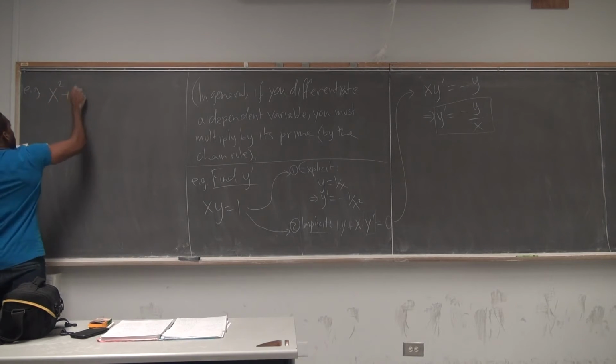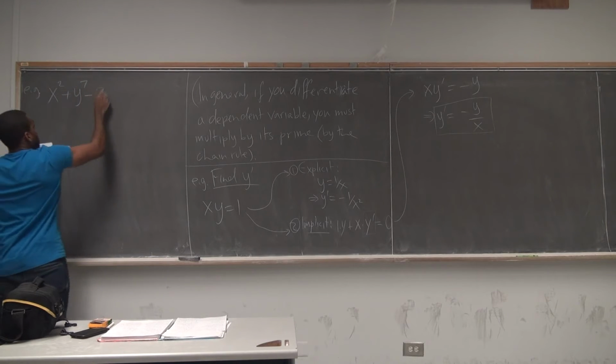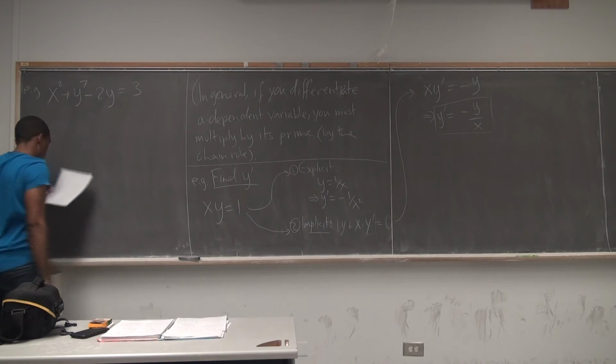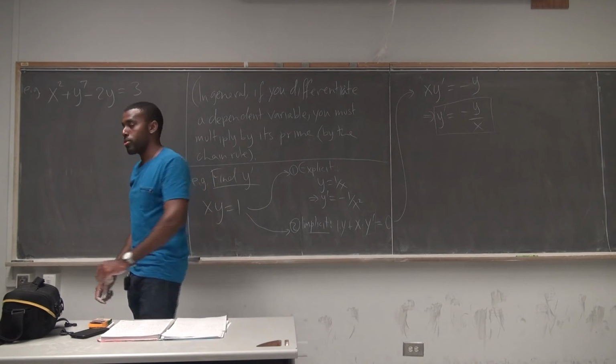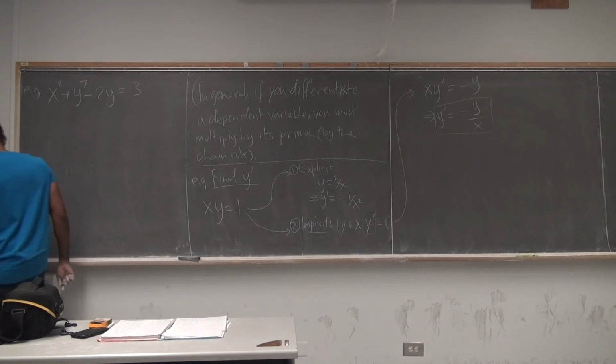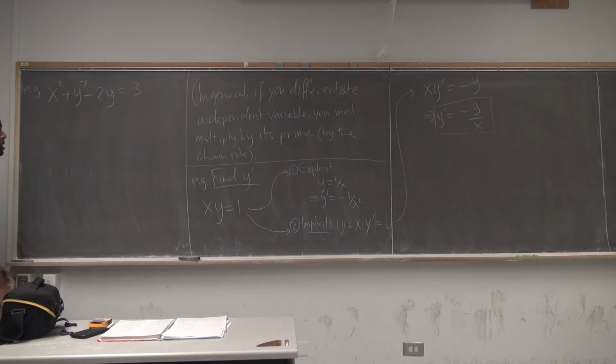X squared plus y to the 7th is 2y plus 3. Now, as it turns out, it's actually impossible to solve that for y. There's no way to get y by itself on one side of that function. So remember, I don't know if they actually told you that now, but once you pass power 5, there's no general formula that will give you the answer, right?